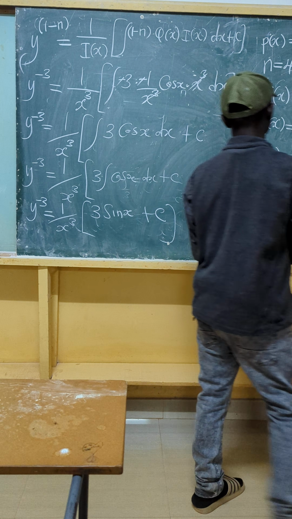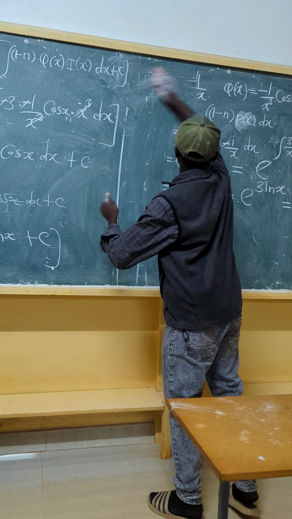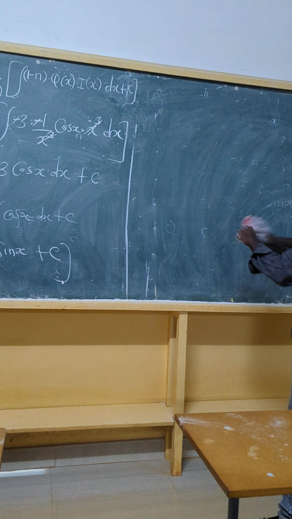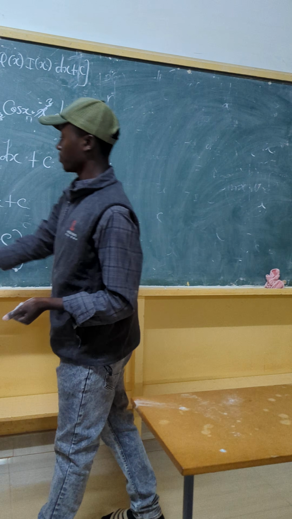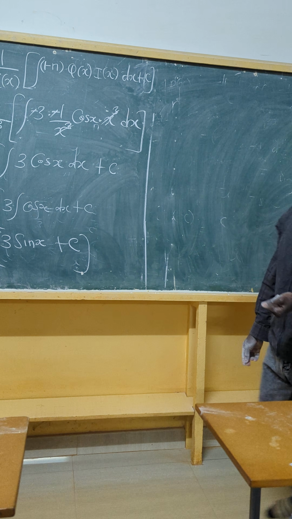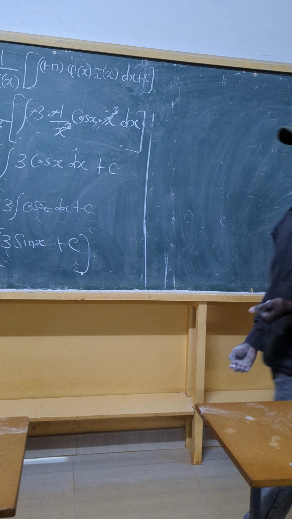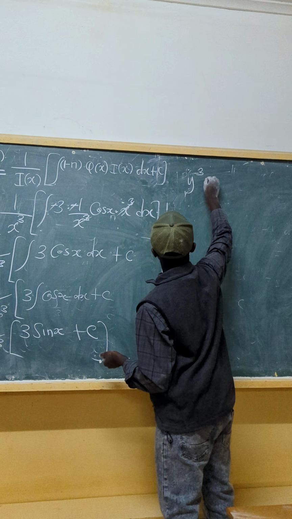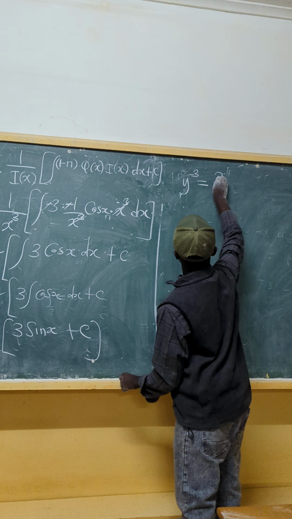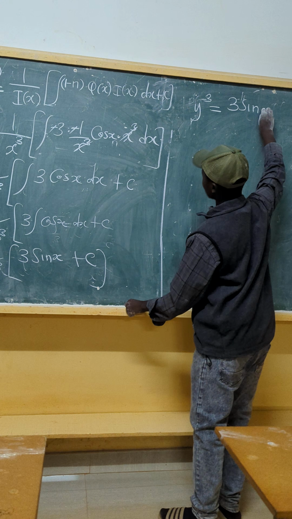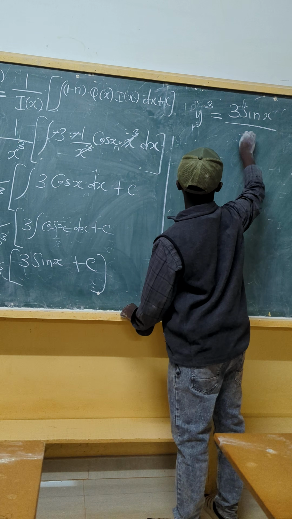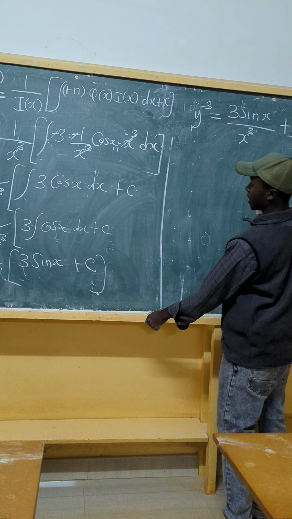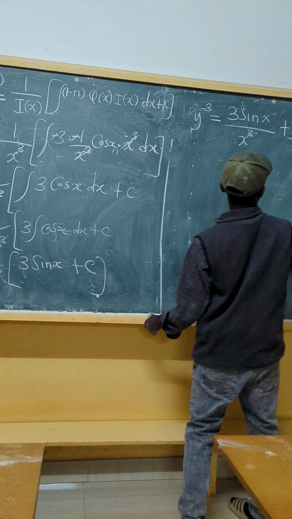Let me create some space here. You multiply this 1 over x cubed with this and also that, and it gives you y to the negative 3 equals 3 sine x over x cubed plus c over x cubed.